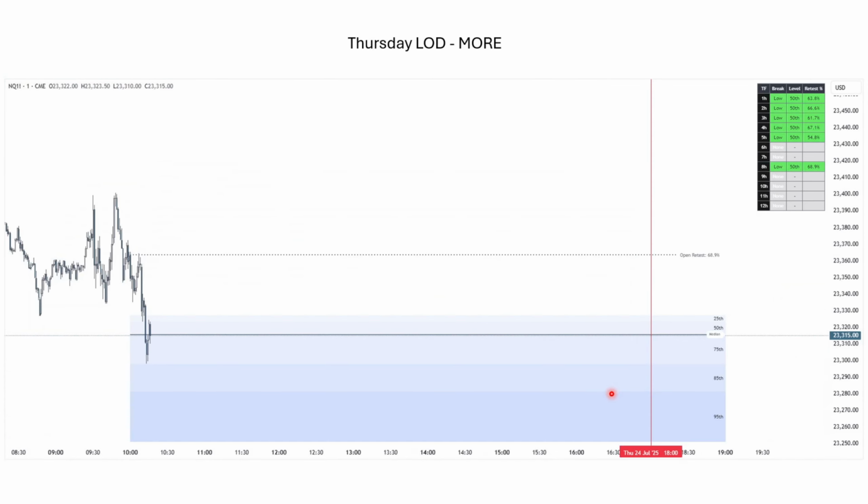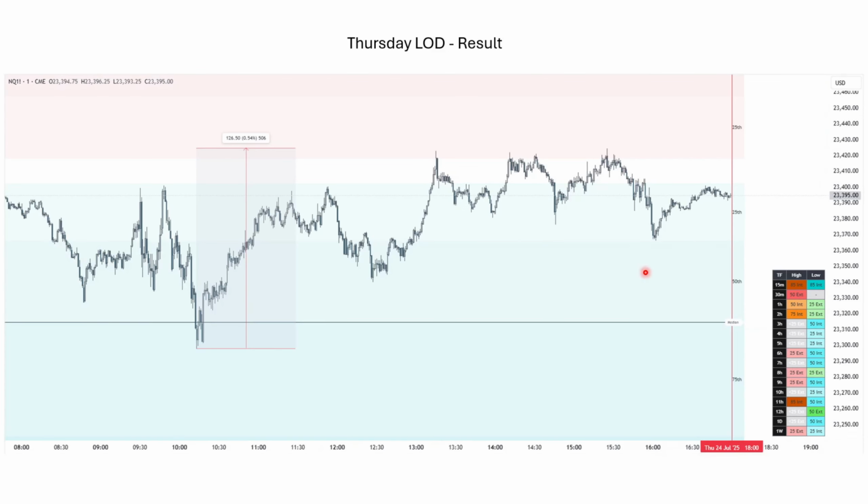Then we have another really nice one with some distance to it. So this was the 8 hour, I believe. Hang on a second. Yeah, the 8 hour. So 68.9% chance of retesting this, and we've dipped into the median extension there. So really nice distance there to get either a take profit or going break even. And then we can see the result.